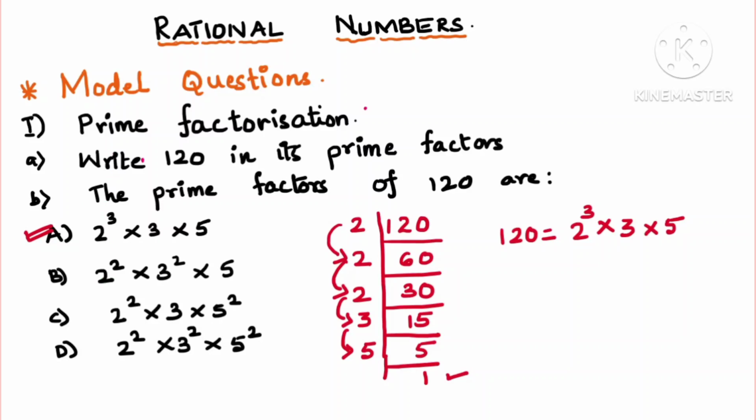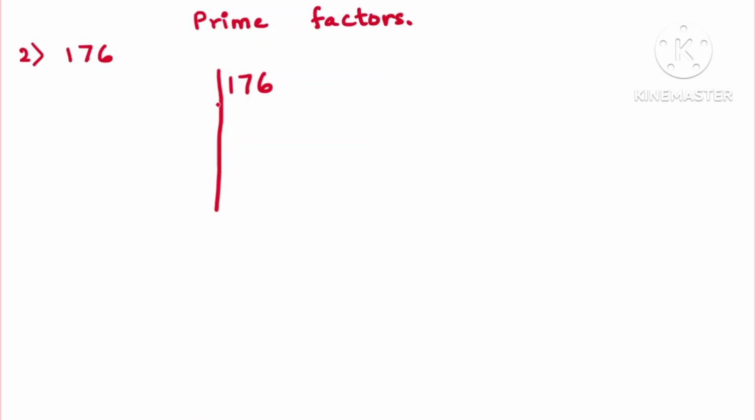Now if I ask you to find the prime factors of 176, what are we going to find? We are going to find the prime factors. For 176, you need to keep on dividing by the basic prime numbers.